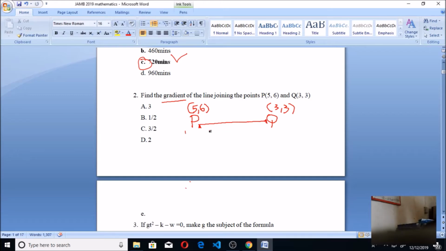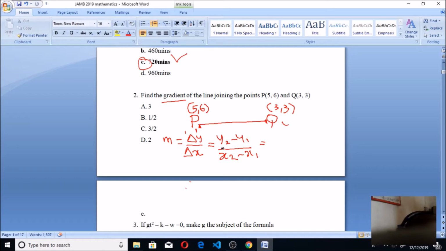This is very simple, and we're going to approach it in a good way. We all know that gradient M is simply equal to change in Y all over change in X. That's what we're looking at. Change in Y all over change in X. And change in Y is simply the same thing as Y2 minus Y1, all over change in X, which is X2 minus X1. So how do we do that?